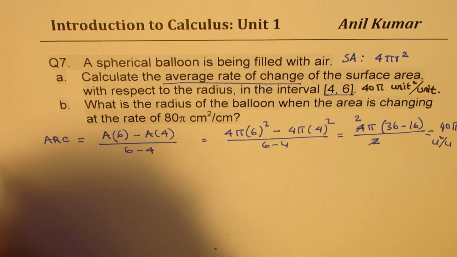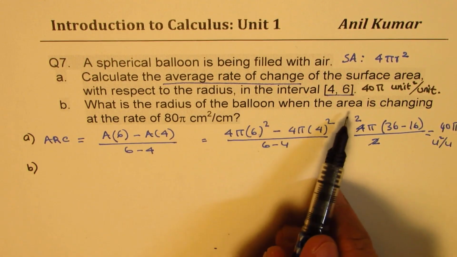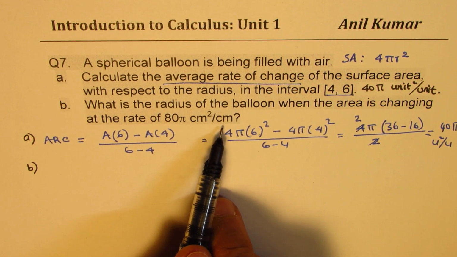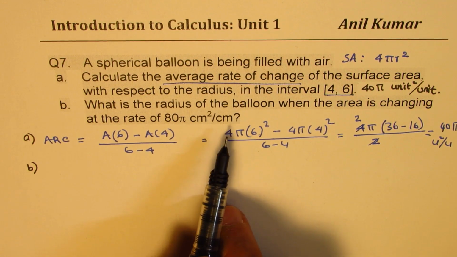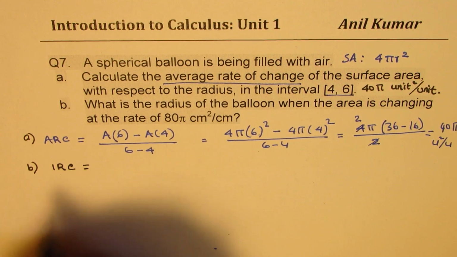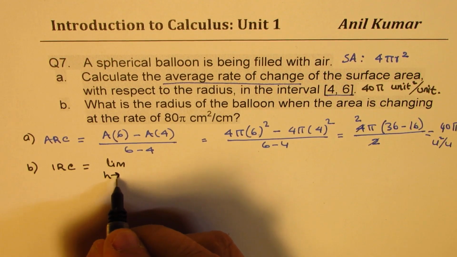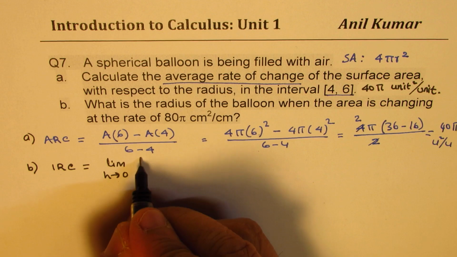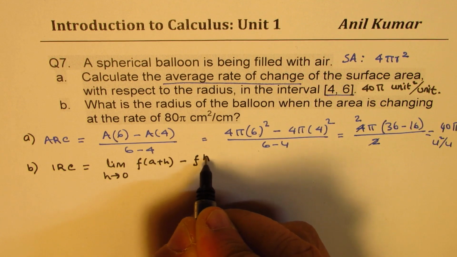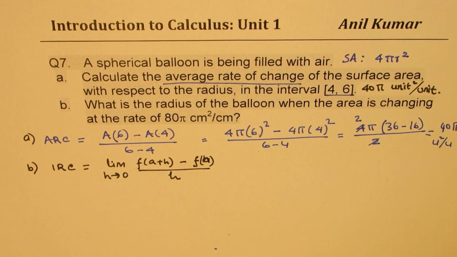Okay. Now let's do part B. So this was A. Let's do part B. What is the radius of the balloon when the area is changing at the rate of 80 pi centimeter square per centimeter? So for instantaneous rate of change, we know that the instantaneous rate of change is, let me write, instantaneous rate of change is basically equal to limit when h approaches 0 for f of a plus h minus f of a divided by h.